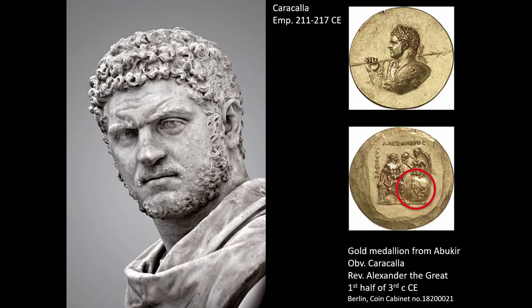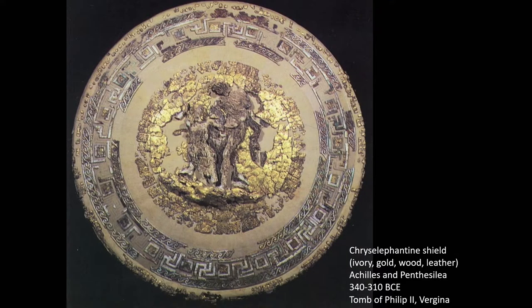We have almost an identical shield in gold and ivory surviving from Philip II's tomb, representing Achilles killing the Amazon Penthesilea, which of course the Romans wouldn't have known about. It was in Philip's tomb at the time, but clearly the scene is closely associated with Alexander and his family.